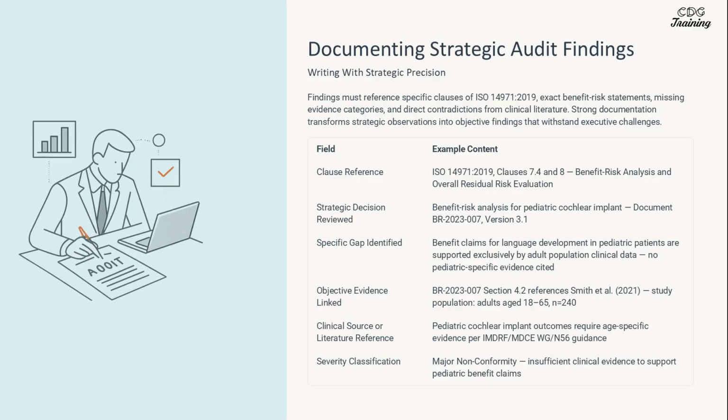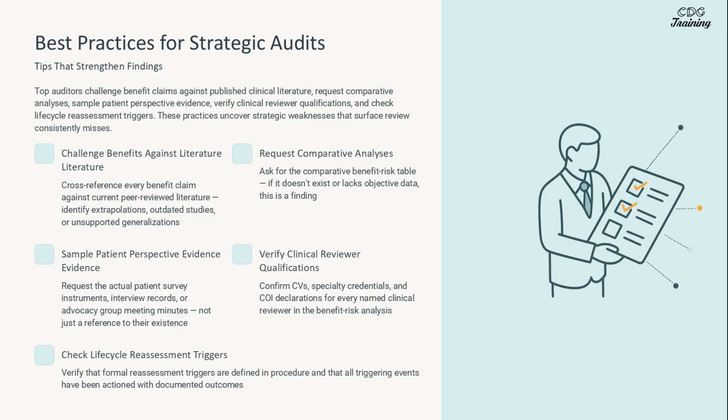Audit findings must reference specific clauses of ISO 14971-2019 and include detailed documentation. Strong documentation strengthens audit conclusions and supports regulatory compliance. Top auditors challenge benefit claims against literature, request comparative analyses, and verify clinical reviewer qualifications. These practices strengthen audit findings and ensure compliance.